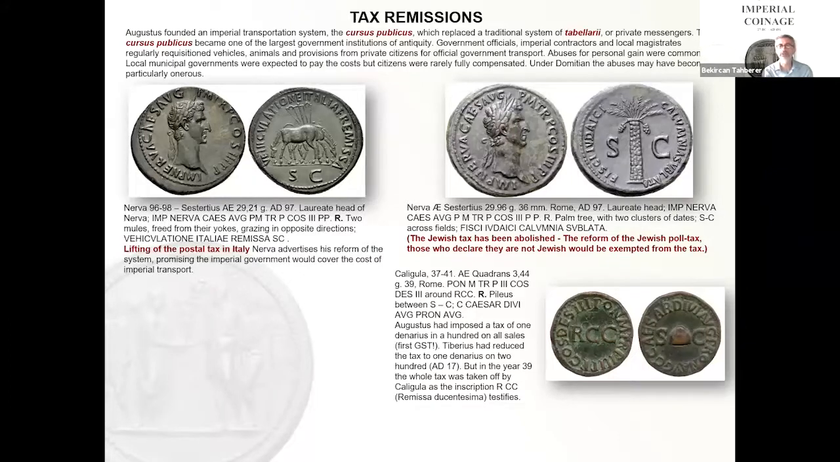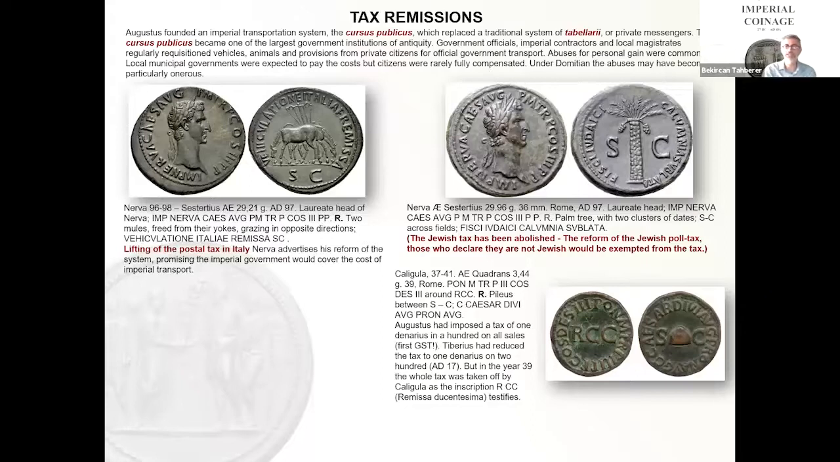practice, no matter where you lived, you had to support the temple, and you would pay a certain amount of money to the temple as a tax. And the Romans simply took that over, and they imposed that onto everyone that they considered Jewish. On this coin, Nerva simply says that the poll tax is abolished for those who declare they are not Jewish.